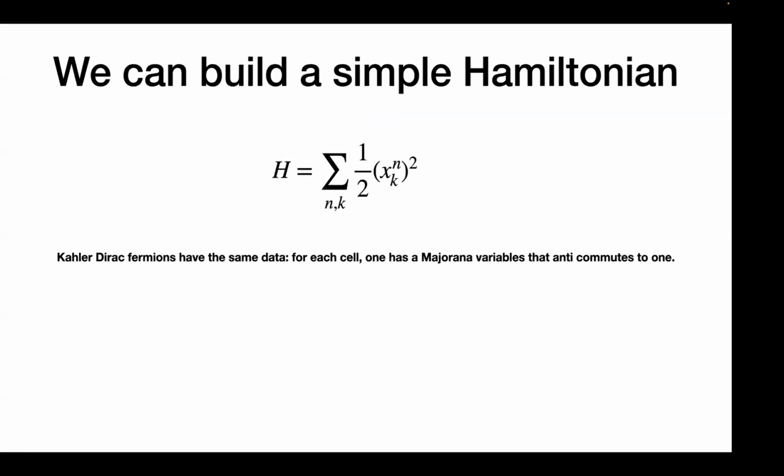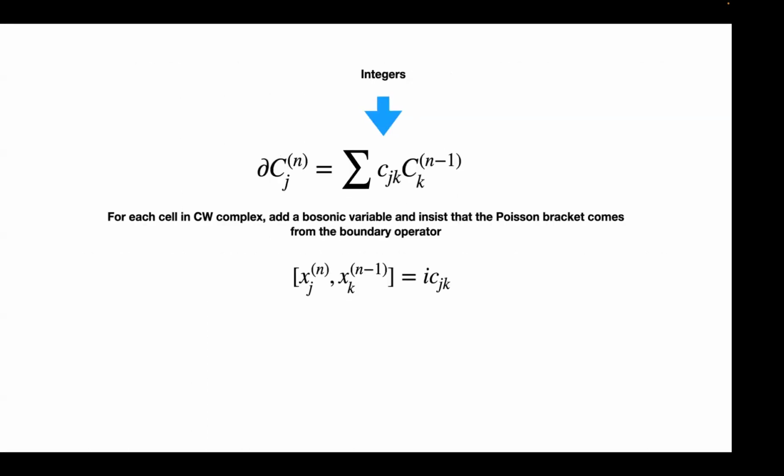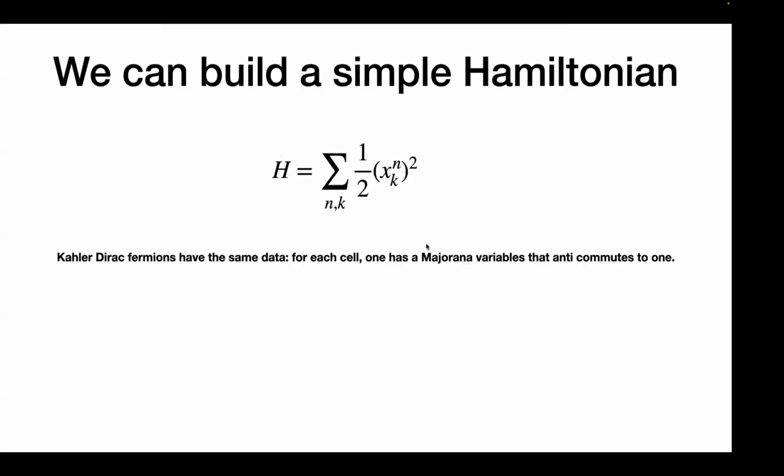When I do that, I can build a simple Hamiltonian. And then what I'm going to show you is that this Hamiltonian that I just built from some weird set of commutators will have some interesting properties due to supersymmetry. So Kahler Dirac fermions have the same data for each cell. You have a Majorana variable that anti-commutes with everything else.